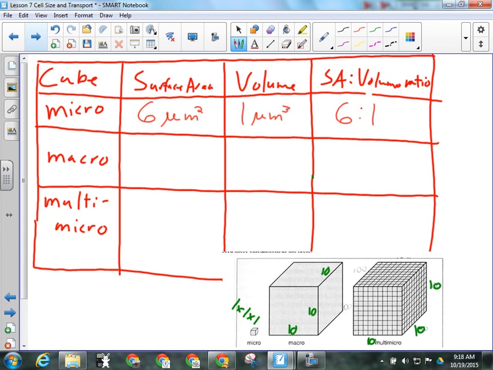The surface area to volume ratio is 6 to 1. Basically, any time the surface area is larger than the volume, you're in pretty good shape, especially if it's quite a bit larger. And in this case, it is 6 times more.